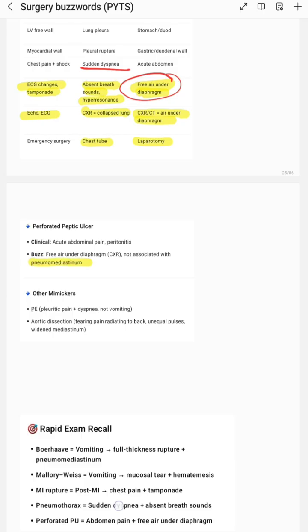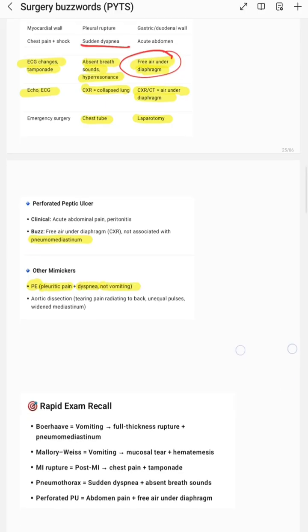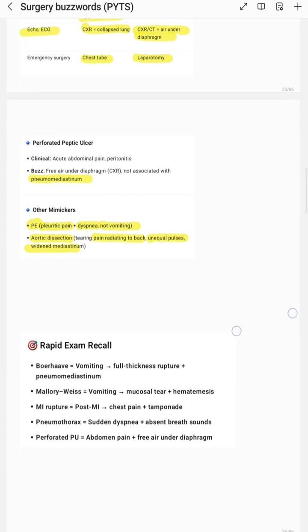Okay. So other mimickers can be pulmonary embolism. Here there will be pleuritic pain and there can be dyspnea, but not vomiting. And there is one more condition, aortic dissection. Here the typical line is written that there will be tearing pain radiating to the back. The patient will typically say that the pain is radiating to the back. Pulses will be unequal and there will be a widened mediastinum. This is very important: all three clues for aortic dissection.